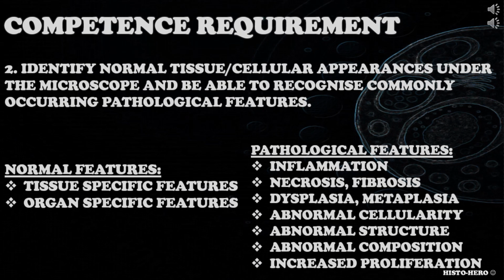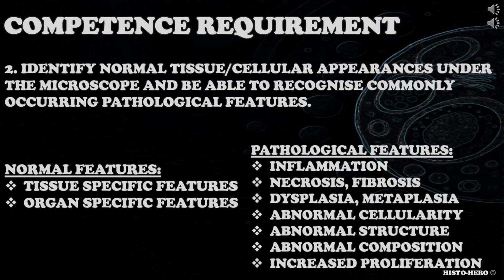The second competence requirement is identify normal tissue, cellular appearances under the microscope and be able to recognize commonly occurring pathological features. Candidates should be able to identify healthy and pathological tissues microscopically. Can the candidate correctly identify histological tissue microscopically? Can they identify the key features for tissue identification? Can they recognize pathological features seen microscopically?